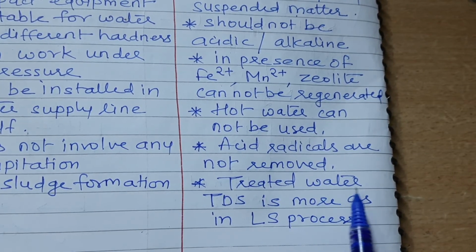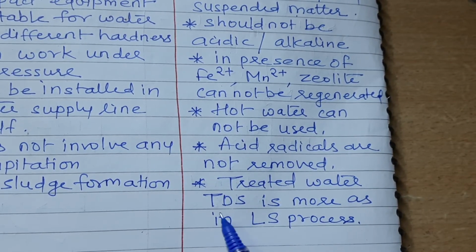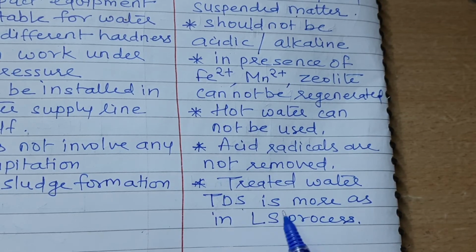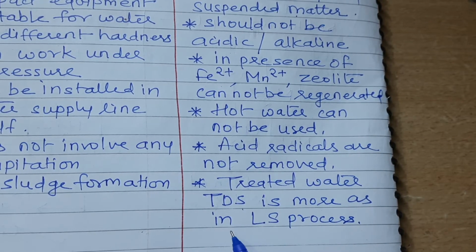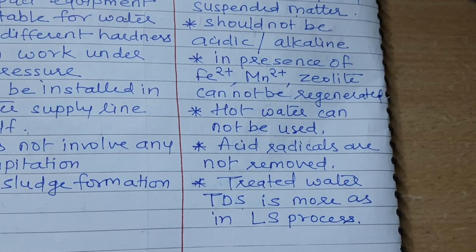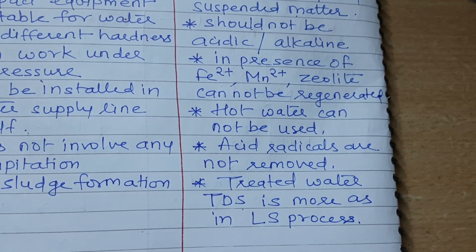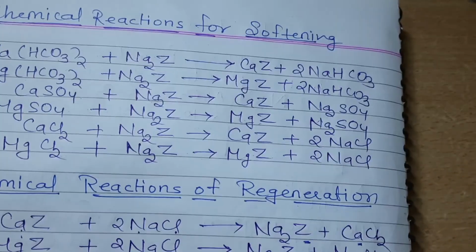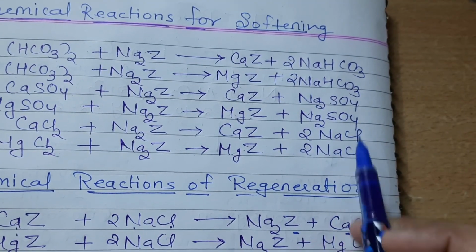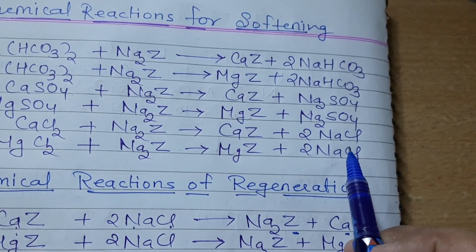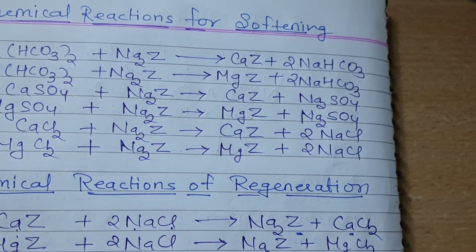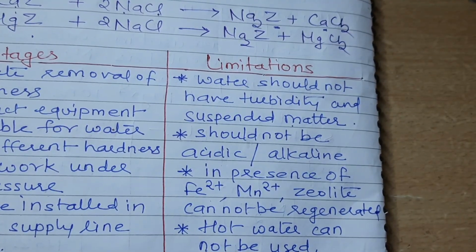The last one is that the treated water TDS, total dissolved solids, is more as compared to that in the lime soda process. The water we get in the lime soda process after the treatment contains a very small amount of total dissolved solids as compared to the zeolite process. Why is it so? Because in the zeolite process, again I want to show you that sodium salts are here and they are causing an increase in the TDS of water. So this was all about the zeolite process.